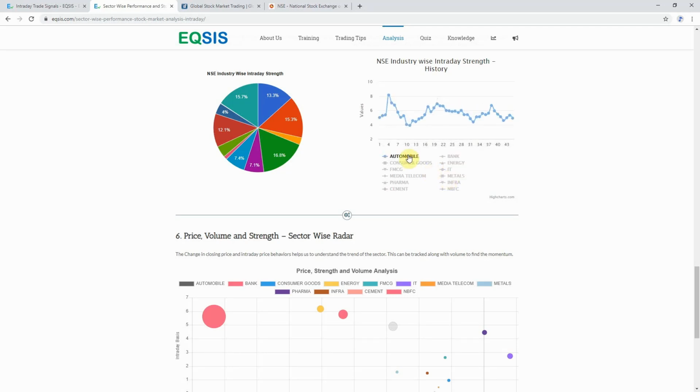When you look at automobiles, the lows are actually getting slightly higher, so I'm not a big fan of automobile today. Consumer FMCG is pretty much on the upside, so I don't want to go short on FMCG. But media and telecom show some sort of weakness today. Pharmaceutical is also a bit weak today. Cement is also a bit weak today.